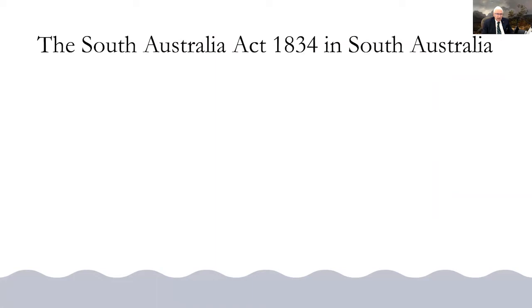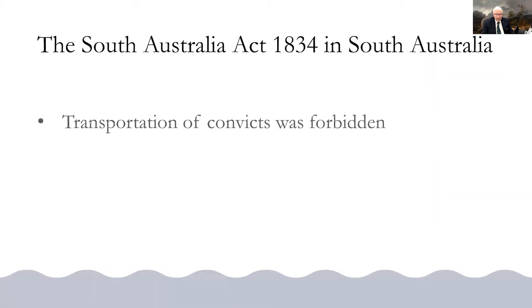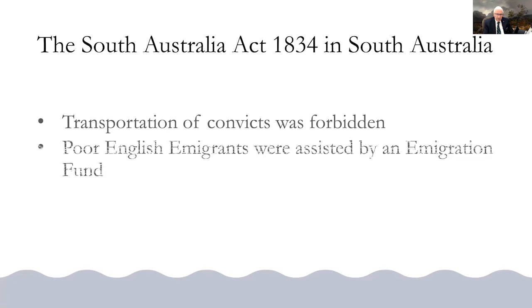So one thing we have here is another interesting law. The South Australia Act in 1834 forbade the transportation of convicts. You can kind of see that didn't really work completely, because the list of convicts goes up until the 1870s. But basically, they began the process of getting rid of the convicts.